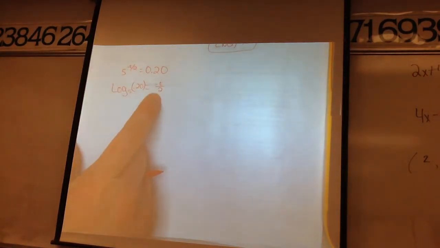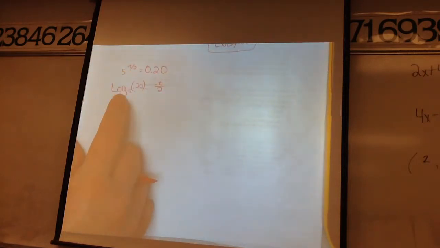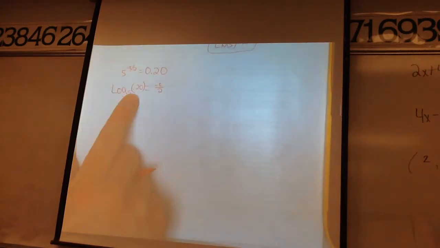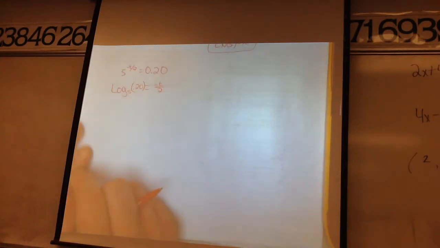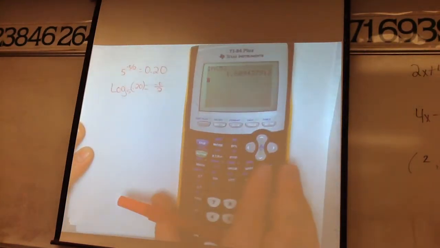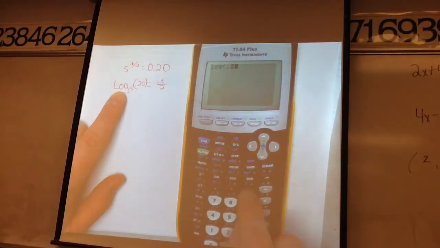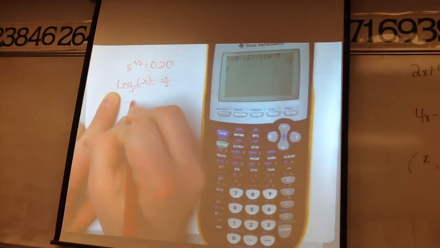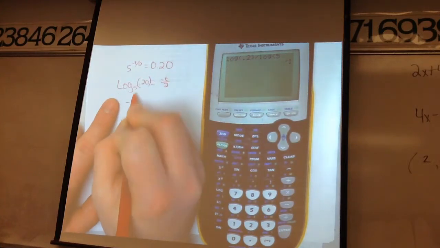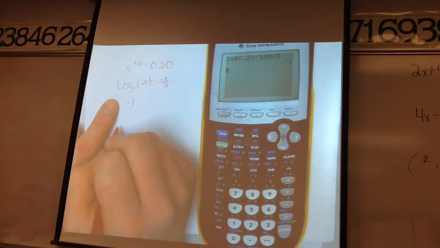The log asks what number to this power gives you this? Yes. Okay, but what is the power? How do you do that in a calculator? Log of 0.2 divided by log of 5. That's -1. Nice. Oh yeah, because 5 to the -1 is 1/5, and 1/5 is 0.2.